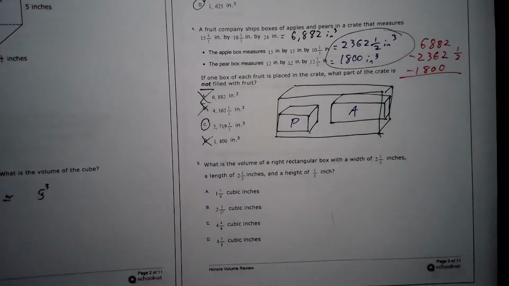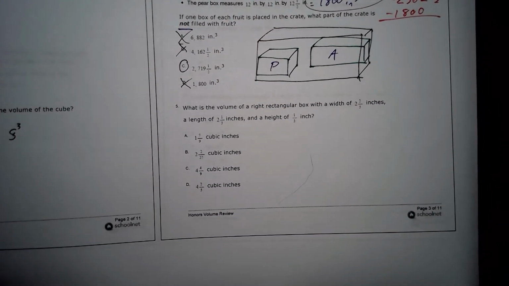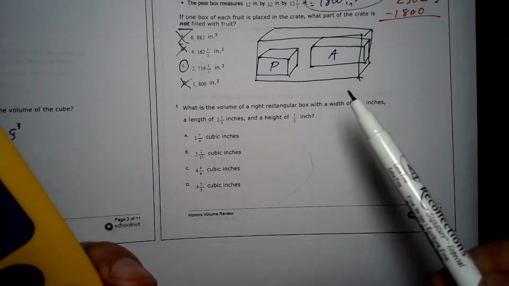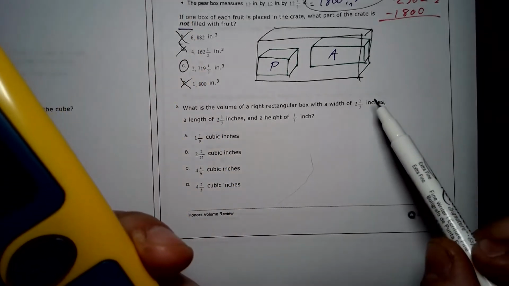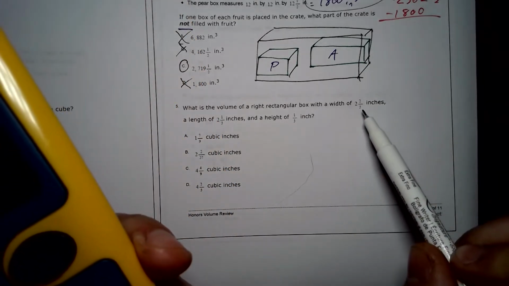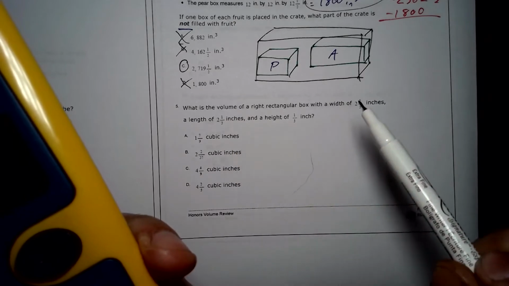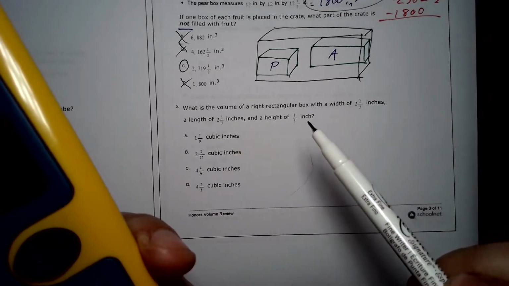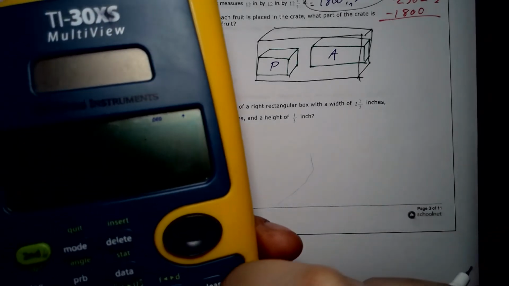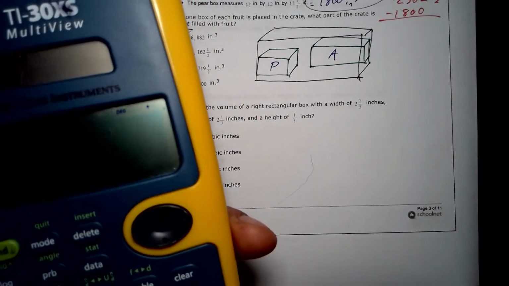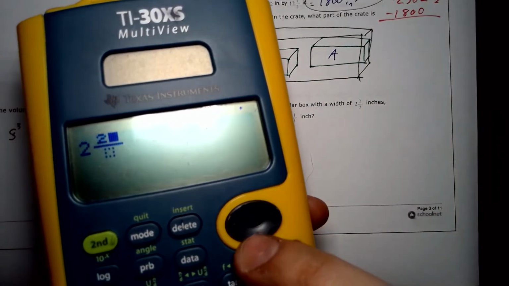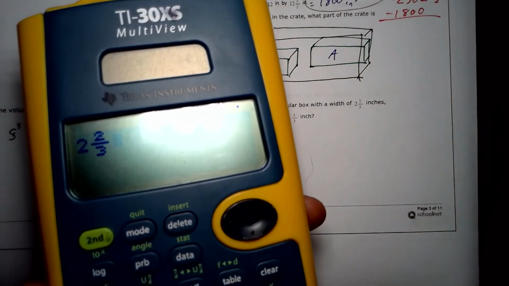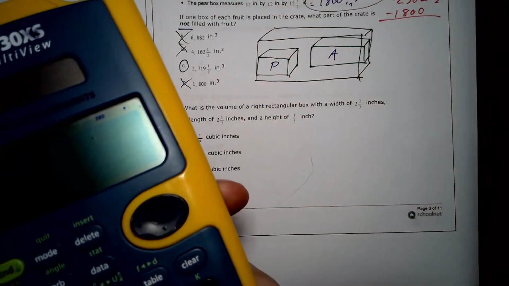For number 5, back to a simple volume problem. It just wants you to multiply width, length, and height of this shape. It is really hard to see on this paper, but those are each thirds. This is 2/3, 1/3, and 1/3. So we have 2 2/3. So that is 2 2/3 times 2 1/3.